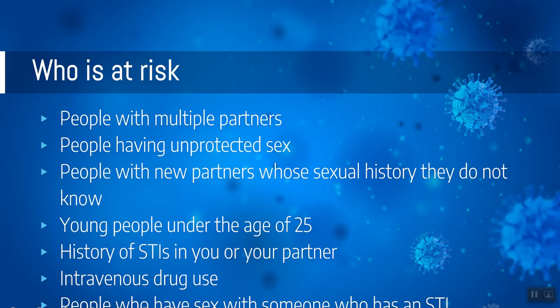Now, who is at risk? Why are we talking about this? Because young people under the age of 25 are most susceptible to contracting any sort of STI. What makes people more likely is if you have multiple partners, if you are having unprotected sex, that's a surefire way to make you more likely to contract these STIs because you are not protecting yourself.